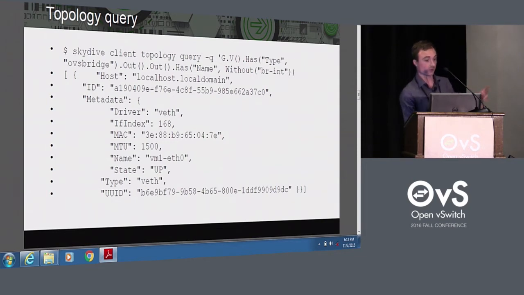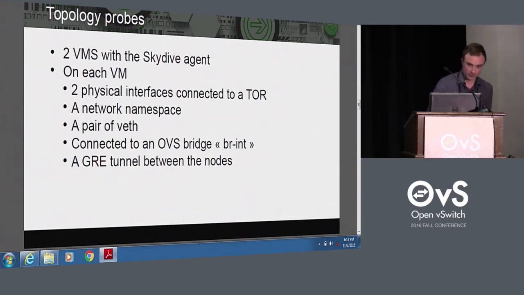In this case, it simply asks for all the interfaces that are connected to an OVS bridge called brint. You could do this, for example, to detect configuration errors, like give me all the interfaces that have an MTU less than a specific value. So now a brief demo of the topology feature.